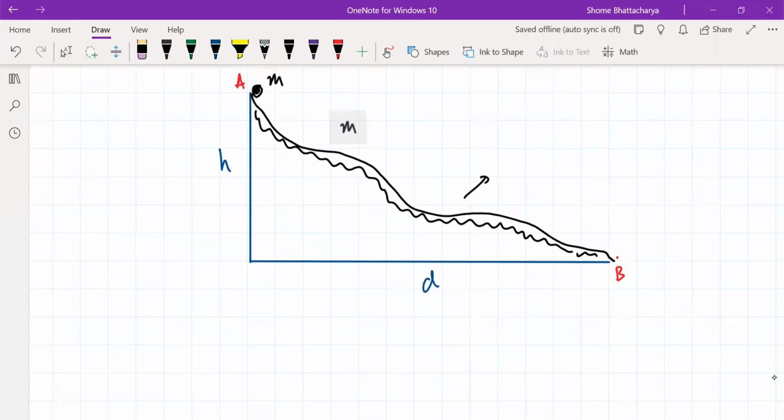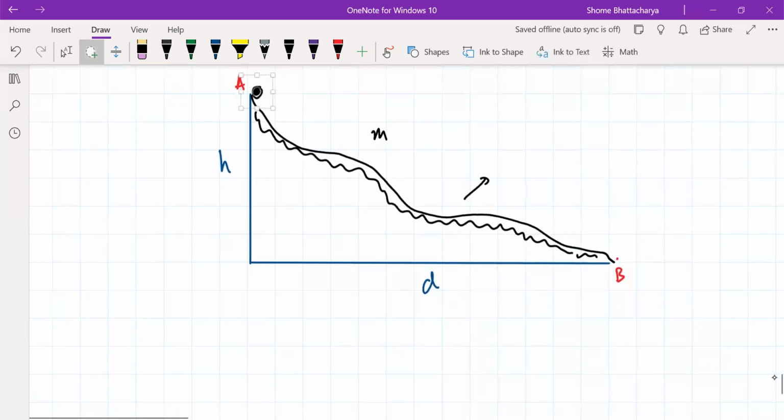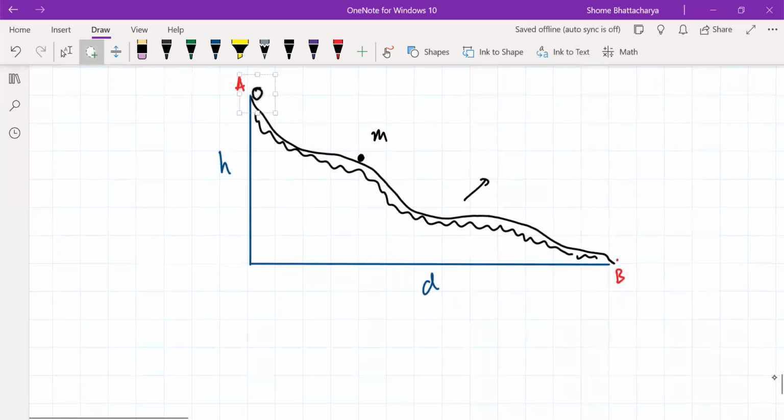So this particle is somewhere here at some stage. And from here, it is making a very small differential displacement along the instantaneous tangent. It's making a differential displacement ds like this. So that is along the tangent to the curve at that particular point.